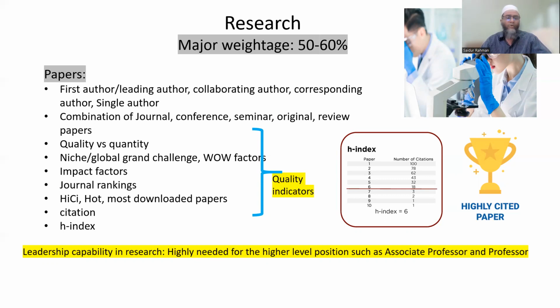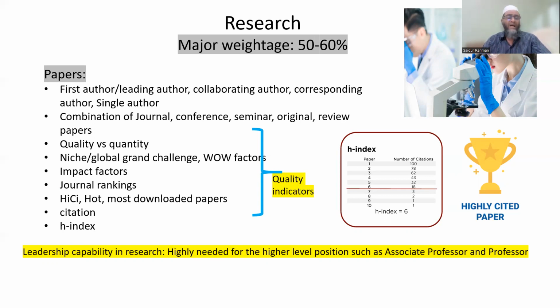So quality is always a prime factor. It is highly valued. It is highly important. For example, Q1 journal, your papers are highly cited, top-notch journal. So these basically reflect the quality. That one I'm going to present in the next slide.